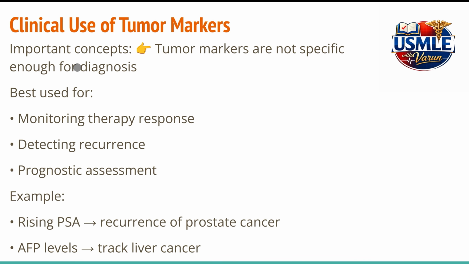So the key takeaway regarding all these tumor markers is that they are not specific enough to confirm diagnosis, but they're extremely useful in monitoring therapy response. For example, if prostate antigen rises after treatment, it might indicate recurrence. And if the AFP levels rise after fetal life passes, in adulthood, it might indicate liver cancer. And these AFP levels might help us in evaluating prognosis of liver cancer patients. It also helps us to detect recurrence and it is used for prognostic assessment.